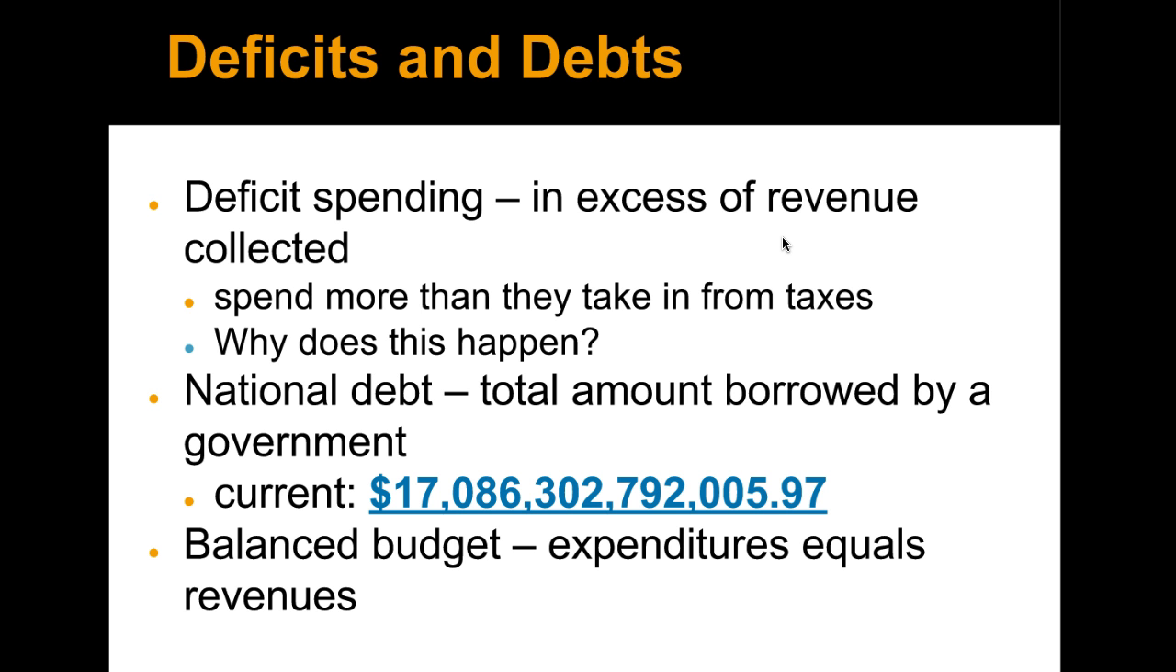The national debt is the total amount borrowed by the government. We owe quite a bit of money. Fortunately for us, most of that money is owed to ourselves, which we'll hear more about in a minute. This is the current national debt. Actually, this was the national debt of about 4 weeks ago. Let's see what it is now.